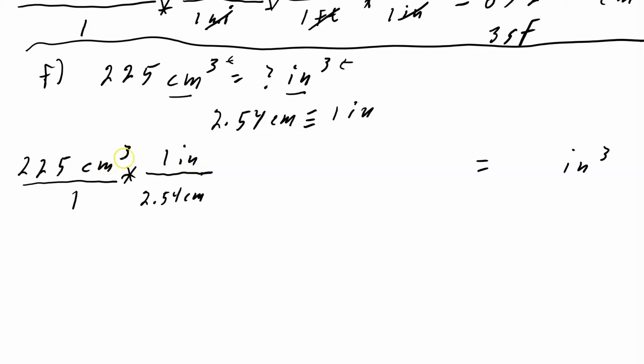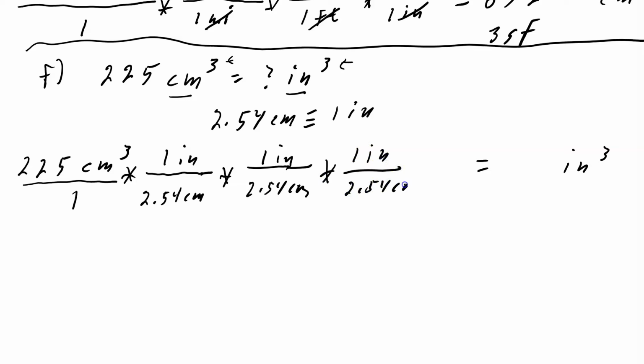But I've got 3 centimeters upstairs. I mean, centimeters cubed is centimeters times centimeters times centimeters. So I got 3 of them upstairs. I only got 1 downstairs. So that means I've got to do this 2 more times. I got 1 inch over 2.54 centimeters. Now I've got 2 centimeters downstairs. Still I got 3 upstairs, so I need to do this a third time. 1 inch over 2.54 centimeters. Now I've got 1, 2, 3 centimeters downstairs. That cancels my 3 centimeters upstairs.